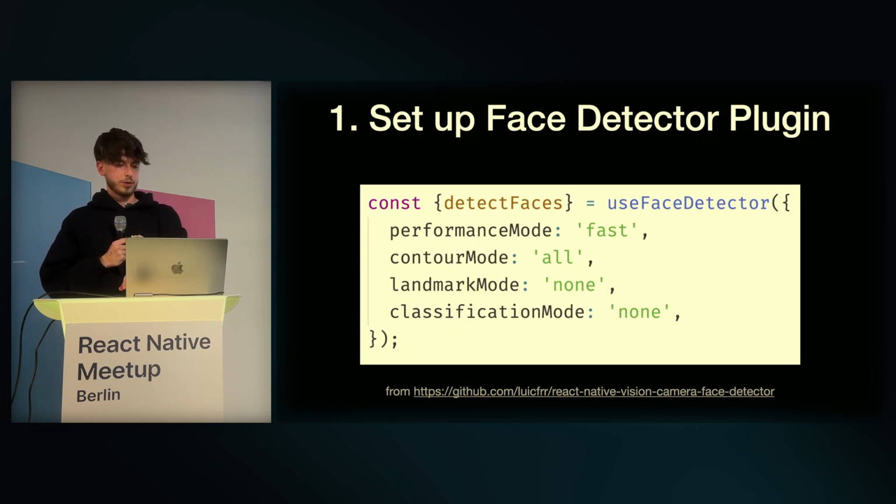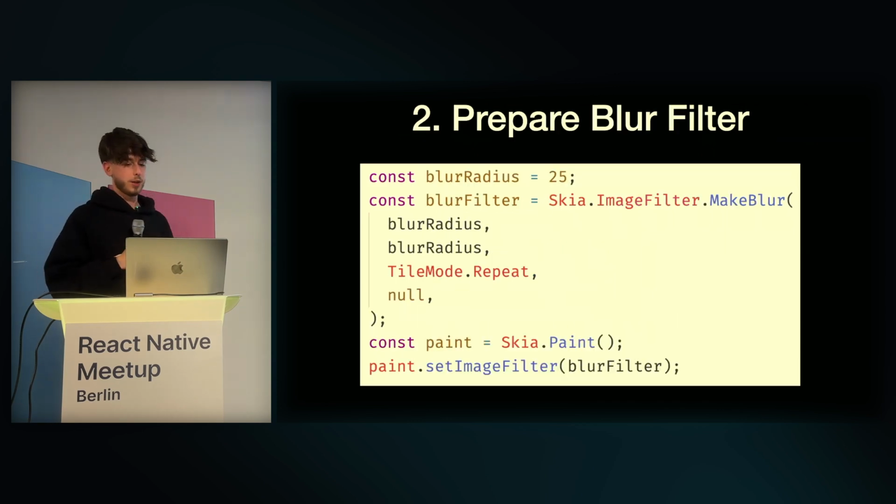Cool. So we set that up, it's a hook in our camera page. Then we prepare the blur filter. In this case, it's a Skia image filter. We can configure the blur radius. So in this case, it's 25. And then it's just a paint that we can apply to our rendering pipeline, I guess.